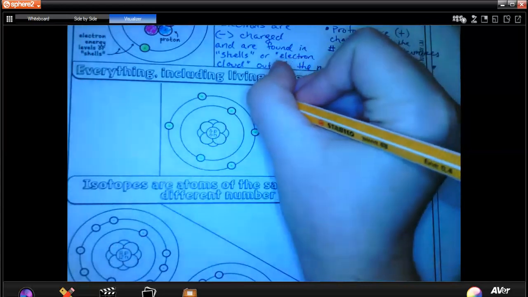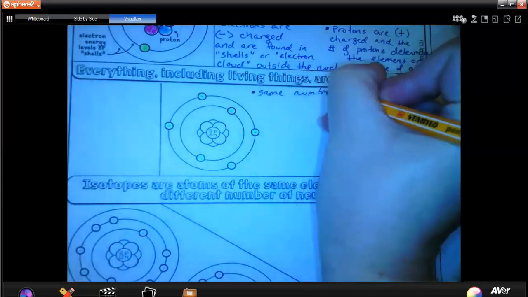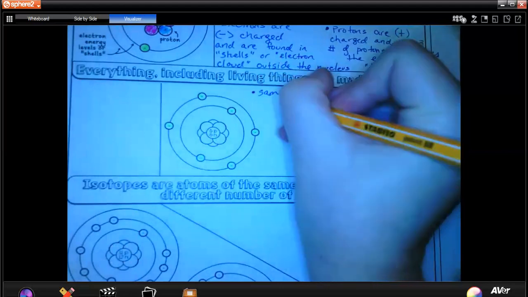So let's write some information down. So these have the same number of protons.